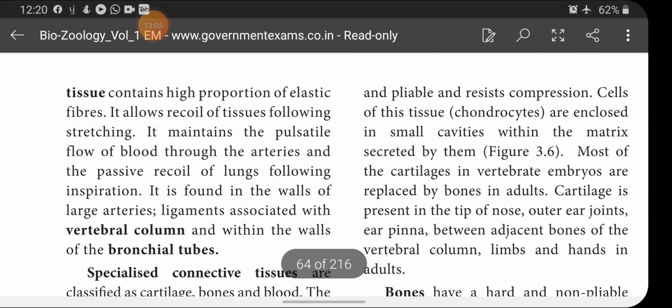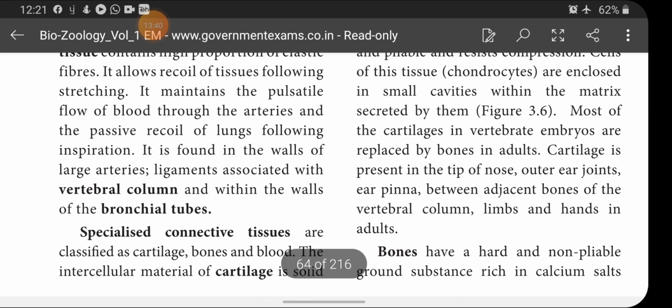Elastic connective tissues contain a high proportion of elastic fibers. They allow recoil of tissues following stretching. They maintain the pulsatile flow of blood through the arteries and the passive recoil of lungs following inspiration. So elastic connective tissue is present in the walls of the arteries and also in the lungs. We can pull it and again it regains its original structure. It is found in the walls of large arteries, ligaments associated with the vertebral column, and within the walls of the bronchial tubes.